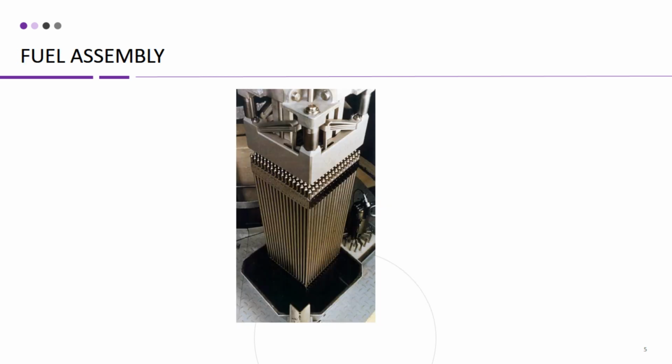Once the fuel rods are loaded with enriched uranium pellets, they are assembled into fuel assemblies. These fuel assemblies are then loaded into the reactor core, which is the heart of the nuclear power plant.